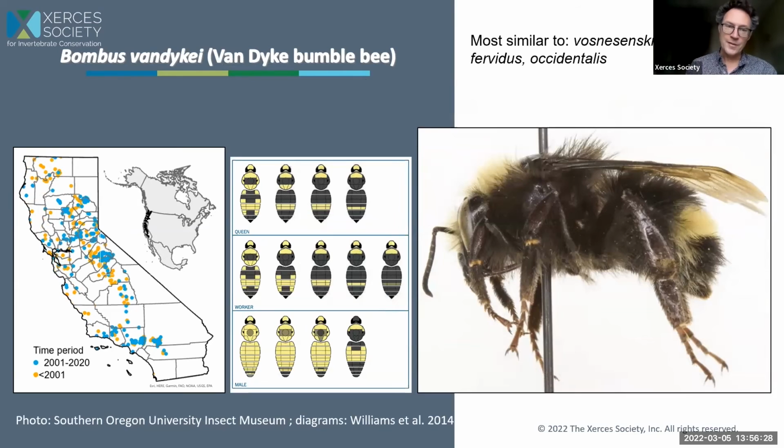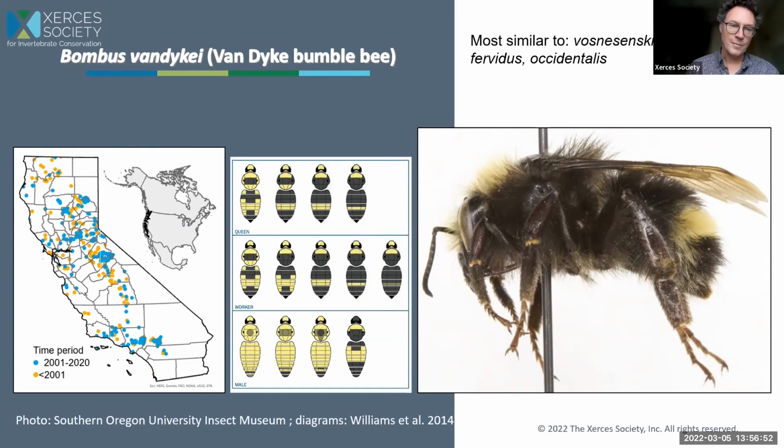The third yellow-faced bumblebee is Van Dyke bumblebee, another one that occurs close to the Pacific coast. You can see from the global range, it's very similar to the first 2. It's southern BC, I think, just a very few collections in southern British Columbia, and it's found in Washington, Oregon, and California, only as far south as the transverse ranges.